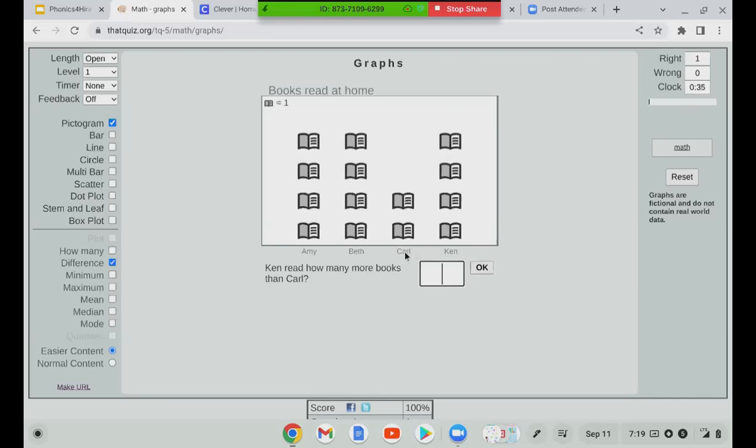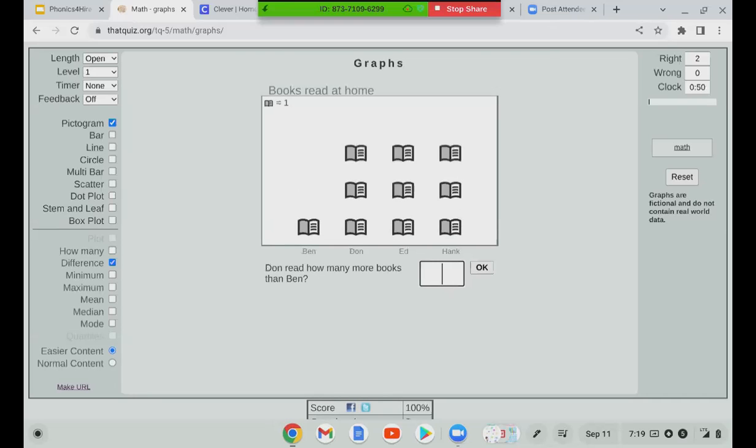What number of books do they have the same? Carl has 2 and Ken has 2. So these would be our 2 partners right here. So how many more did Ken read than Carl? These 2 right here. So I'm going to put 2 right here. And I can either press Enter or go to OK.